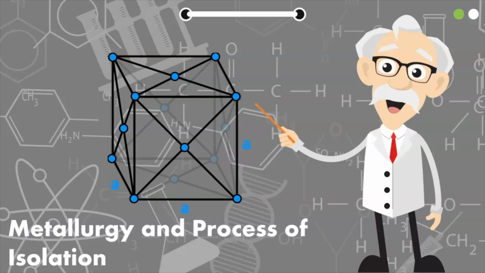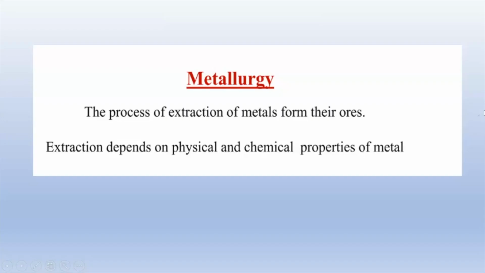Hi, Joe. Today we discuss an important and interesting topic in inorganic chemistry, namely metallurgy. Here we discuss how metals are extracted from their ore in pure form. What do you mean by metallurgy? The term metallurgy is defined as a process that is used for the extraction of metals in pure form. The extraction depends on the physical and chemical properties of the metal.